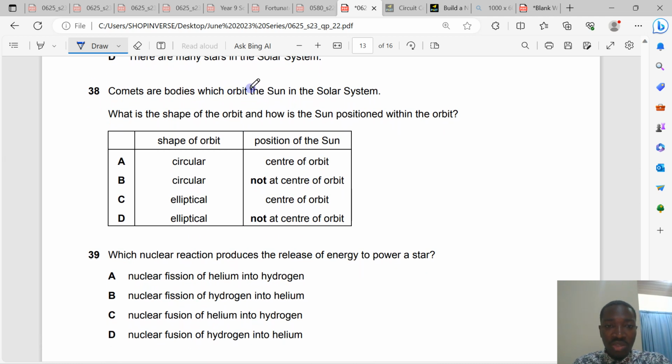Comets are bodies which orbit the sun in the solar system. What is the shape of the orbit and how is the sun positioned in the orbit? The shape of the orbit is circular. No, it is elliptical. Is the position of the sun at the center of the orbit or not at the center of the orbit? Option D is the correct answer because the shape of the orbit is elliptical and the sun is not at the center of the orbit.